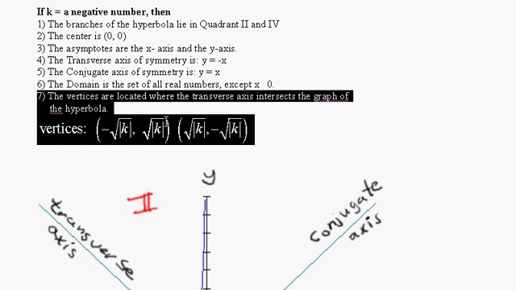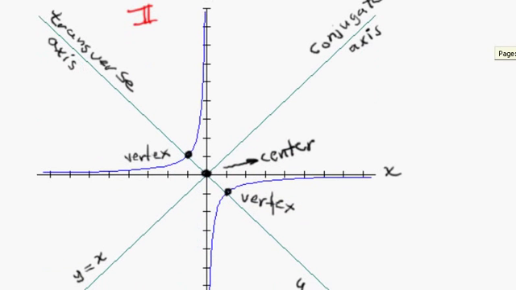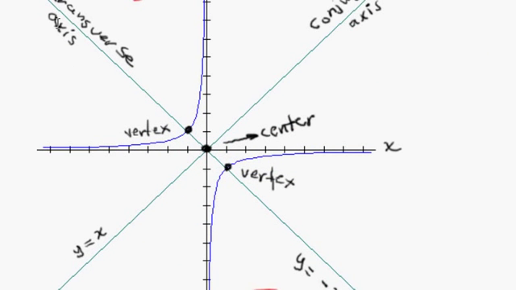And the vertices, here's how you would calculate them. The opposite of the square root of the absolute value of k, and the square root of the absolute value of k. That's one vertex. And then the square root of the absolute value of k, and the opposite of the square root of the absolute value of k, is the other vertex. So to look at the picture, we are now in quadrant 2 for one branch and quadrant 4 for the other branch. Center is still at 0, 0.